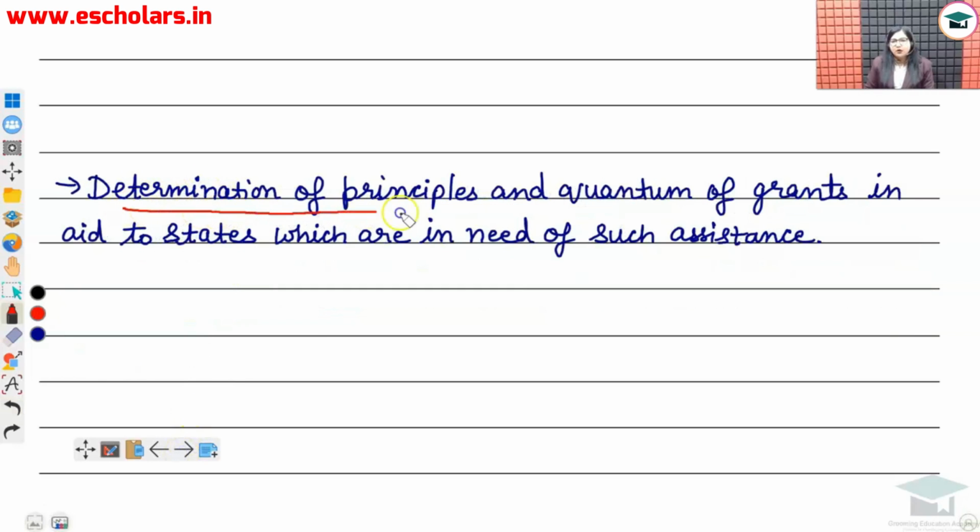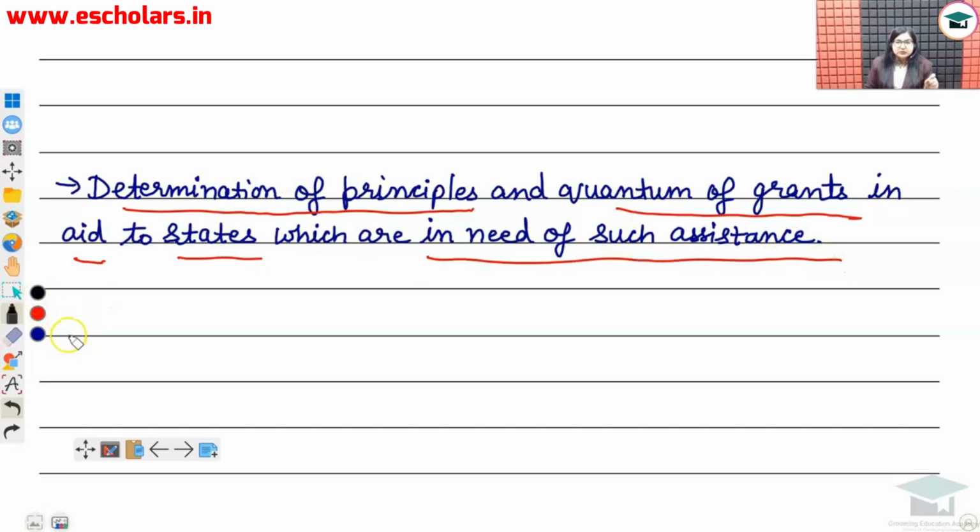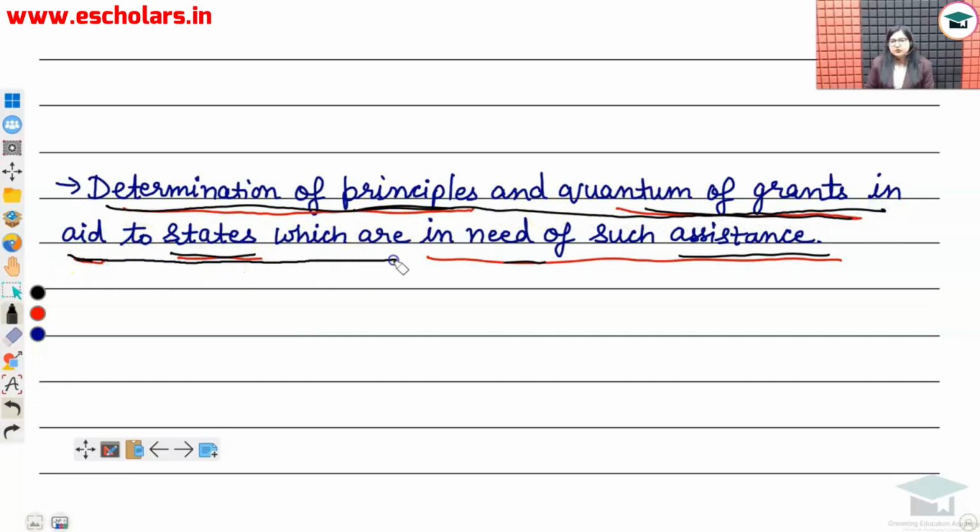Also determining the principles and quantum of grants and aid to state governments which are in need of such assistance. Basically it is the Finance Commission which determines, or you can say decides, the principles and the quantum of grants and aid, that is the amount of grants and aid to the state governments which are in need of such financial assistance. So let's recall it. Determination of principles and quantum of grants and aid to states which are in need of such assistance.